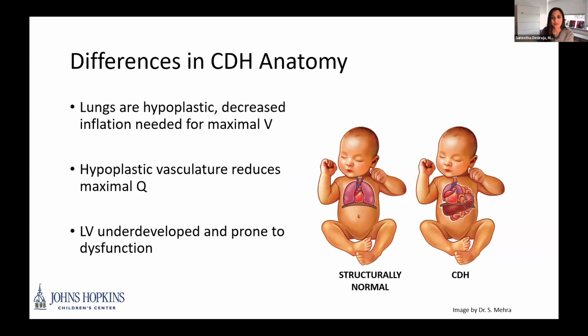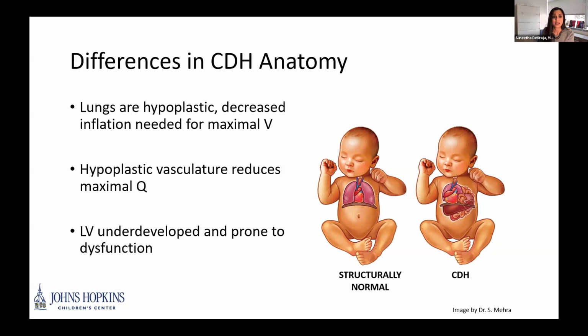Let's talk a little bit about CDH anatomy. Dr. Bashat showed you some beautiful pictures, but here in pictograph form, we see that in CDHs, the intestines have taken over the real estate of the thorax, and the lungs and heart are underdeveloped. Therefore, with hypoplastic lungs and hypoplastic vasculature, we need decreased inflation in order to achieve optimal ventilation. And we should expect that maximal Q, or pulmonary blood flow, is lower than in a typical baby. Additionally, the left ventricle is underdeveloped and prone to dysfunction.